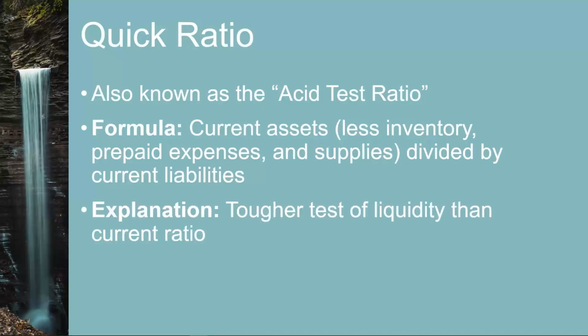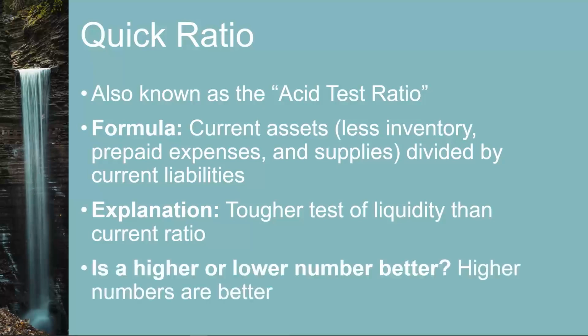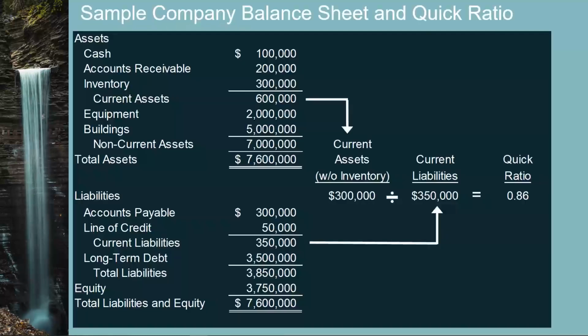This ratio removes some illiquid assets and is a tougher test of your cash flows than the current ratio. Like the current ratio, higher is better from a cash flow perspective. A common recommendation is for this to be equal to 1 or higher.